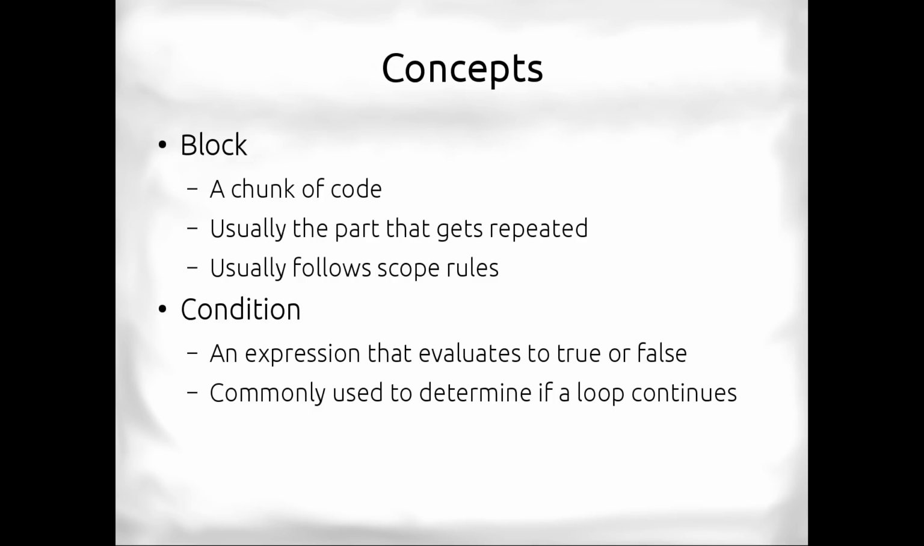The concepts I want you to watch out for are blocks and conditions. Blocks are chunks of code, usually the part that gets repeated. Usually they follow scope rules. A condition is an expression that evaluates either true or false according to what conditional blocks expect, and it's commonly used to determine if a loop continues. In Go, conditions usually are true or false. This isn't JavaScript or PHP where we have true-ish or false-ish.